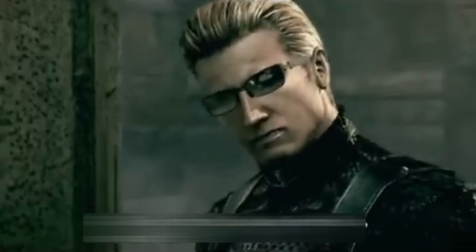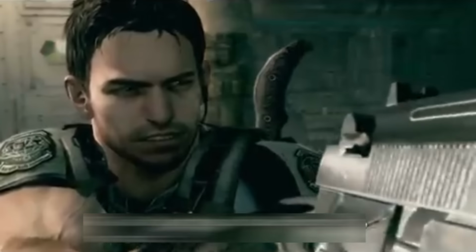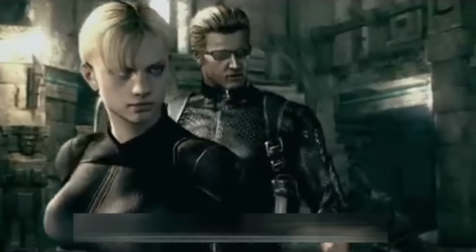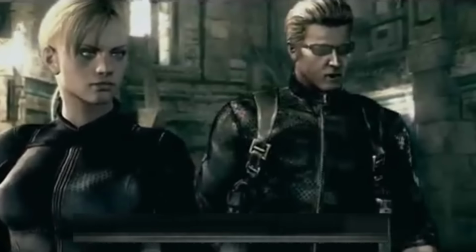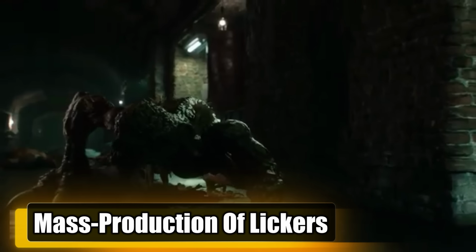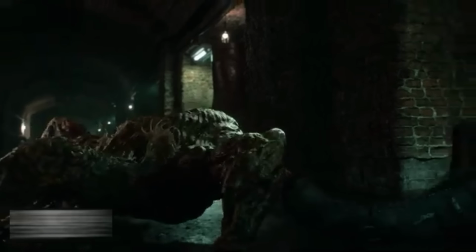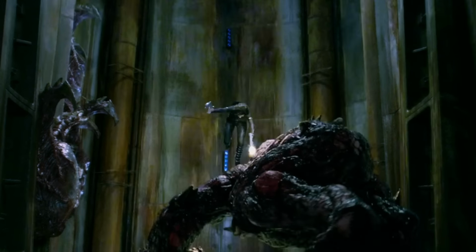Here, Albert Wesker had caused a leak of the T-virus, which led to all the staff getting infected. Now, these were the initial few colonies of the lickers, but things got much worse because someone decided it would be nice to carry out mass production of lickers.